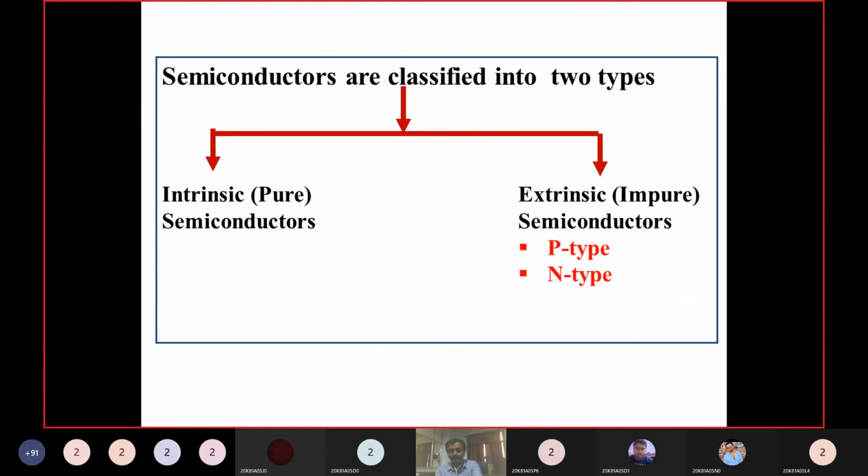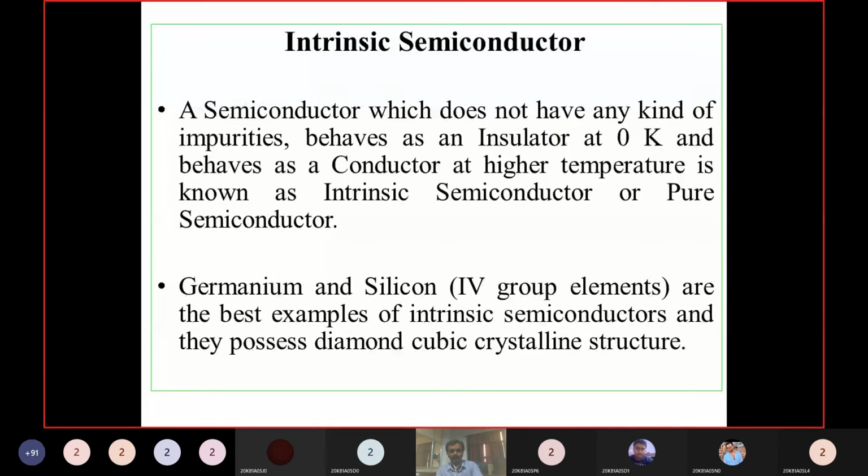First of all, we discussed the intrinsic semiconductor. An intrinsic semiconductor is a semiconductor which does not have any kind of impurities, behaves as an insulator at absolute temperature, which is nothing but 0 kelvin, and behaves as a conductor at higher temperature. It is known as an intrinsic semiconductor or pure semiconductor.